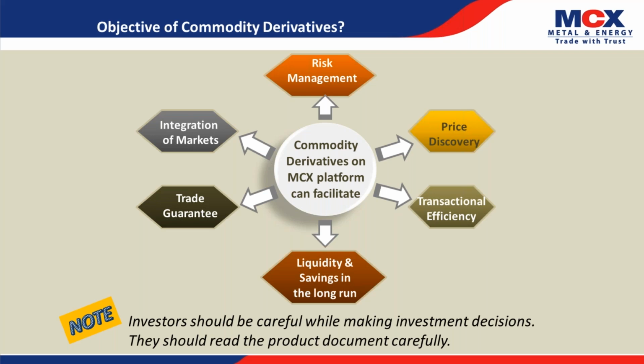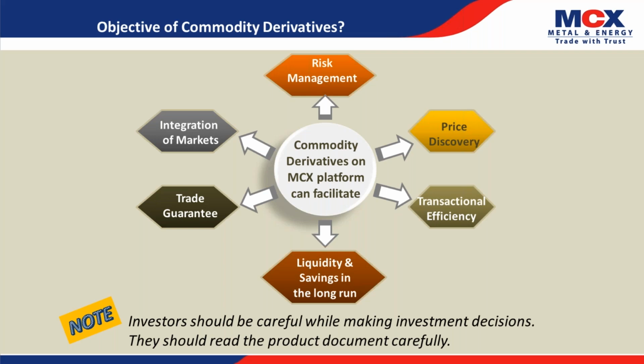Then we have price discovery that is taking place on an exchange platform. What is price discovery? This is the price that is discovered by all the participants in the market. So when the participants in the market start trading, which is buying or selling contracts on an exchange platform, the price that comes out of such trades is considered to be the discovered price. So we have price discovery as an objective of a commodity derivative, and that is one of the advantages of having trade take place on an exchange platform.